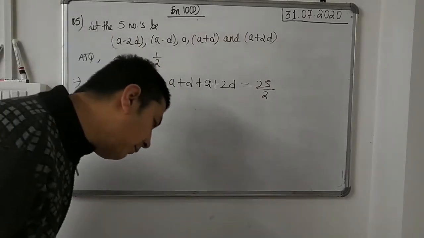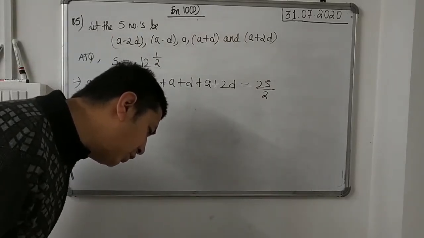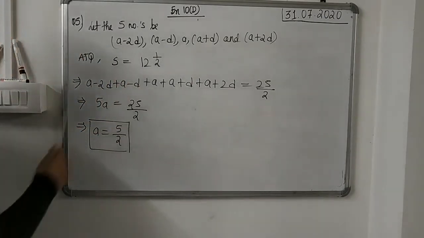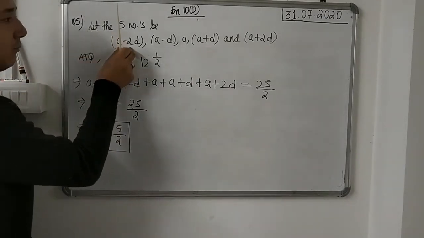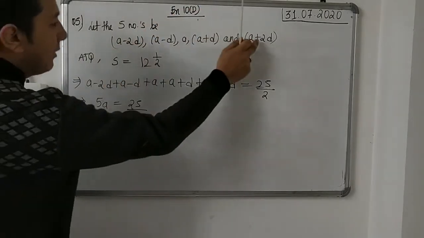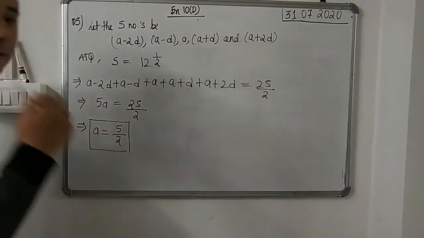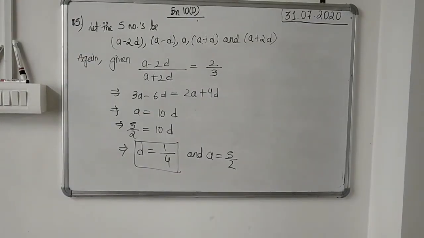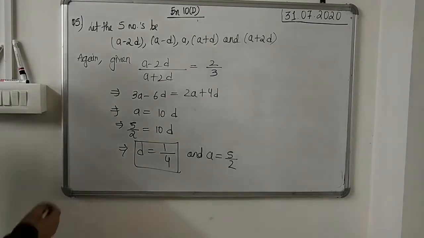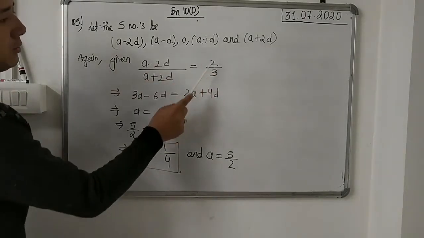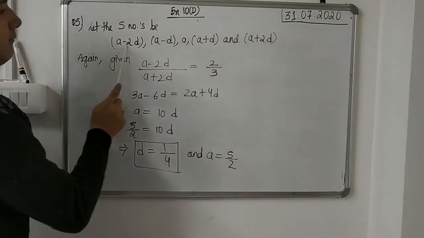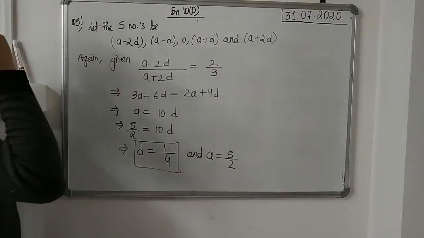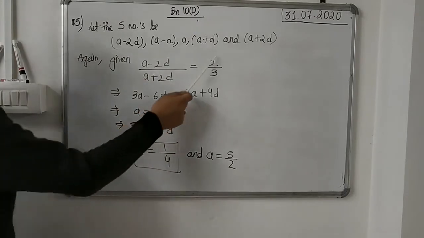Now another important thing, the ratio of first to the last term. Which is the first term? The ratio of first term to the last term is this divided by this, is how much? It is 2 by 3. We'll do that now. Pause the video, note it down. Okay, so therefore, another condition given to us, the ratio of first to the last term is 2 by 3. So first to the last means this divided by this. a minus 2d divided by a plus 2d is equal to 2 by 3.